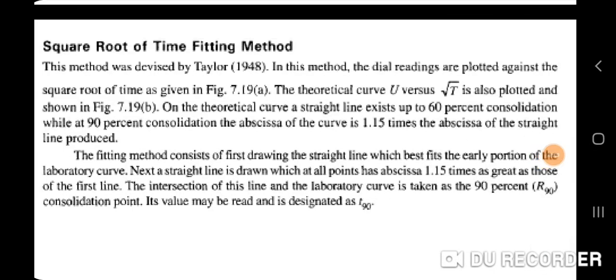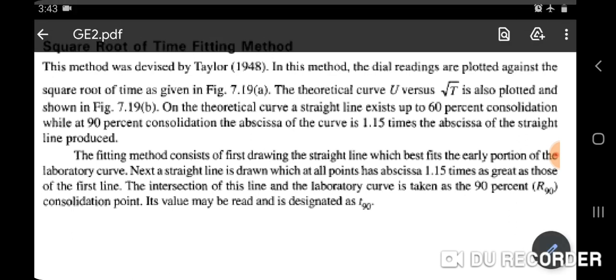Hello students. Last class we discussed the determination of the coefficient of consolidation. In that we calculated CV, the coefficient of consolidation, with two methods. The first method we have already studied, the Casagrande logarithm of time fitting method, and now we will be studying the second method of determining the coefficient of consolidation.